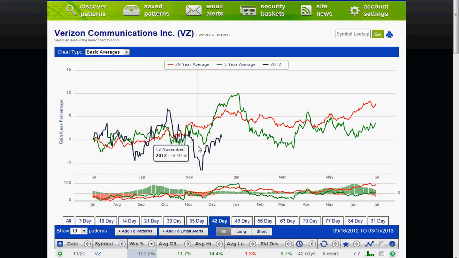Wouldn't it be nice to know that, on average, it typically drops off around November 20th, and it starts a nice climb up? It has done so over the last 29 years on average, and in the last 5 years on average with this green line. You can see the green is the 5-year, the red is the 29-year average. And what do you know? A blind man could see this one coming.